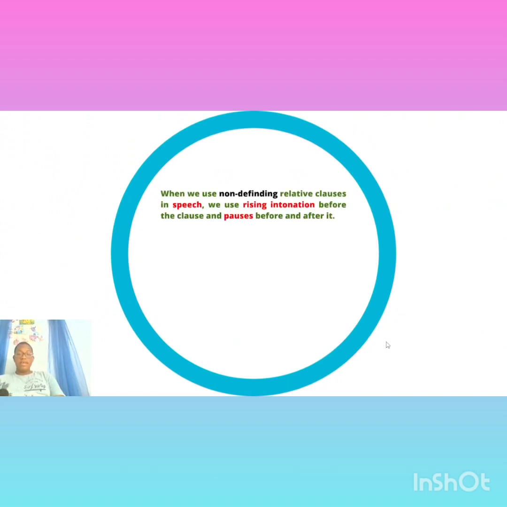When we use non-defining relative clauses in speech, we use rising intonation before the clause and pauses before and after it. Let me show you an example, and this is to do with speaking. My mother's sister, who'll be visiting us tomorrow, lives in Australia. As you can see, the way I just said it, your tone increases before the relative clause. So in the phrase, my mother's sister, you pause where the commas will be.